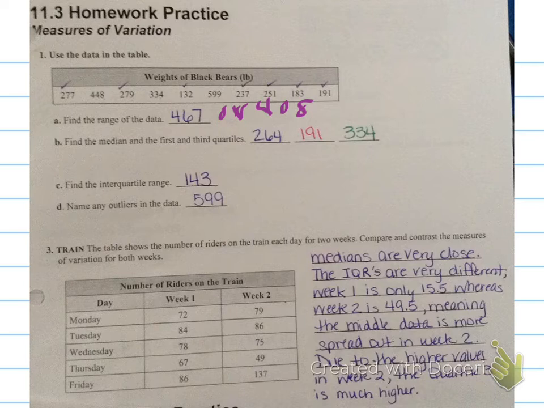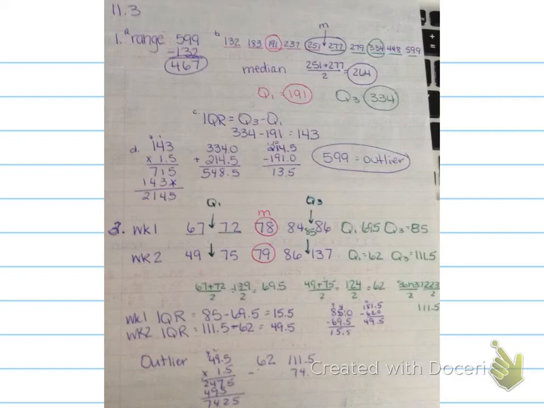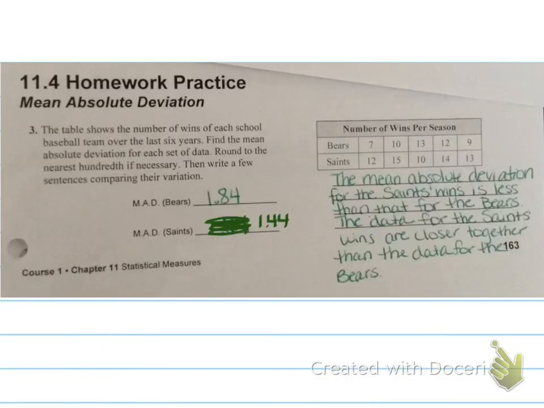So that's the middle set of data. Due to the higher values in week 2, the quartile 3 is much higher. Okay, so you notice that these are dealing with numbers 49 through 137, and if you found your range, you'd notice that the range is much higher for week 2 as well. So again, here's the work that I showed for that.